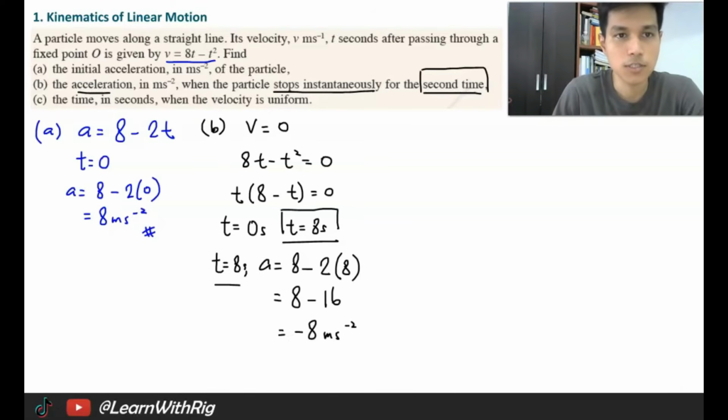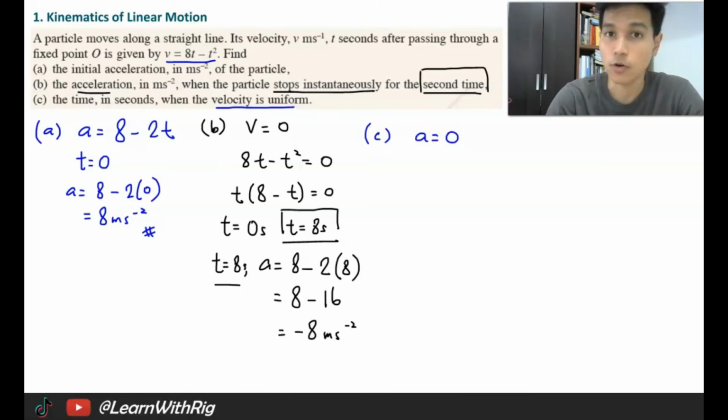Okay, so question C. Question C, they are asking for find the time when velocity is uniform. So velocity is uniform. In what situation the velocity is uniform? When a is equals to 0. When velocity is uniform, that means velocity is constant. If it's constant, there is no acceleration and there's no deceleration. Correct? So when there's no acceleration, no deceleration, that means a is equals to 0. Okay, if you forgot all this, you can refer to the notes. I already wrote all this in the notes. In what situation v is equals to 0, in what situation a equals to 0, and so on. Okay, so go and refer to the notes.